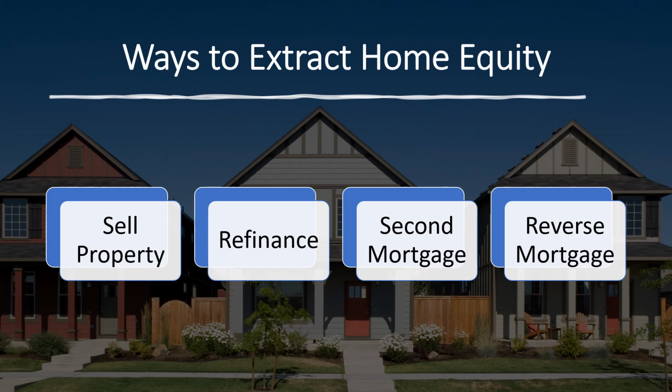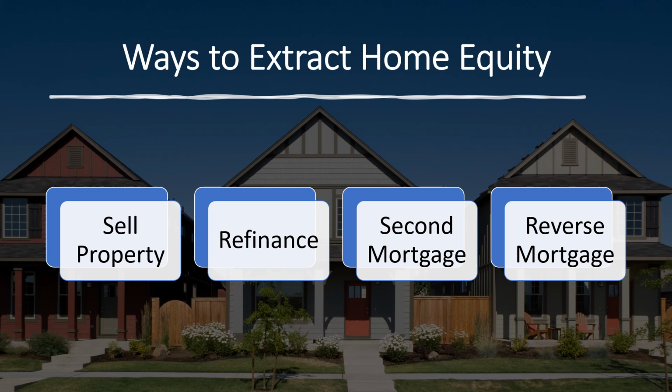Another way that you can get equity out of the home is to refinance. So we'll go back to that same $500,000 home. Let's say it appreciated in value to $750,000, and or you applied more toward your principal balance and you refinanced. You can take the equity or the difference out. So that's another way that you can take out or extract home equity. Another way is to have what we call a second mortgage.